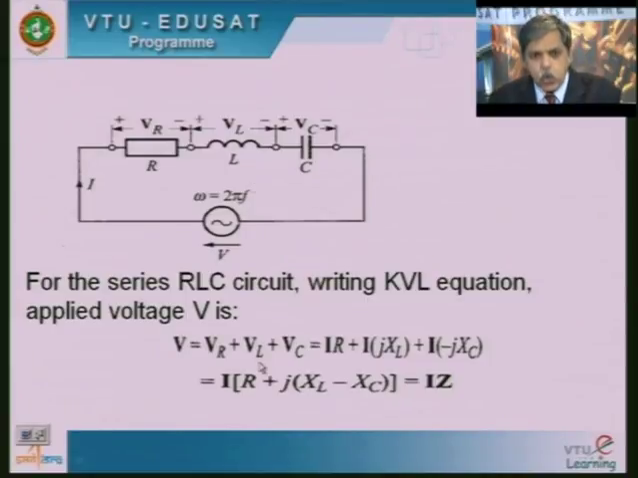This is also a complex number. You can see there is a real part and there is an imaginary part. Since it is a combination of R, XL and XC, I call this Z, the impedance. This is the impedance of the series RLC circuit, because all three parameters are there.